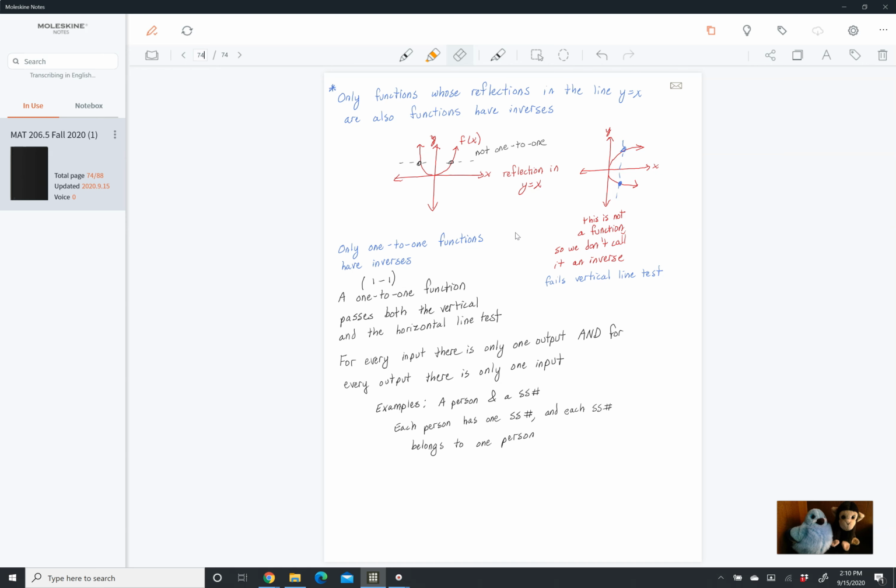A person and fingerprints. This is one-to-one, right? That would be another example. So I want you to try and think of some examples on your own too, because there are lots of examples of one-to-one functions. So that's it. That's compositions and inverses.